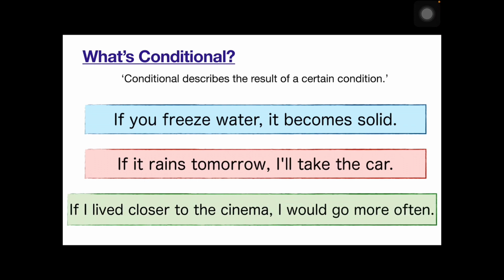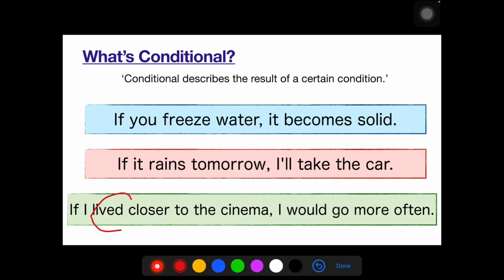Or the next one: if I lived closer to the cinema, I would go more often. See, this one also gives you the situation. That means now it's not like that often. It's not frequent. All right.